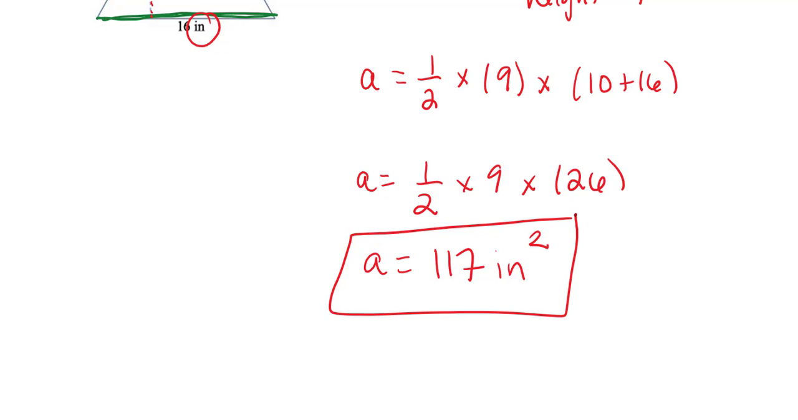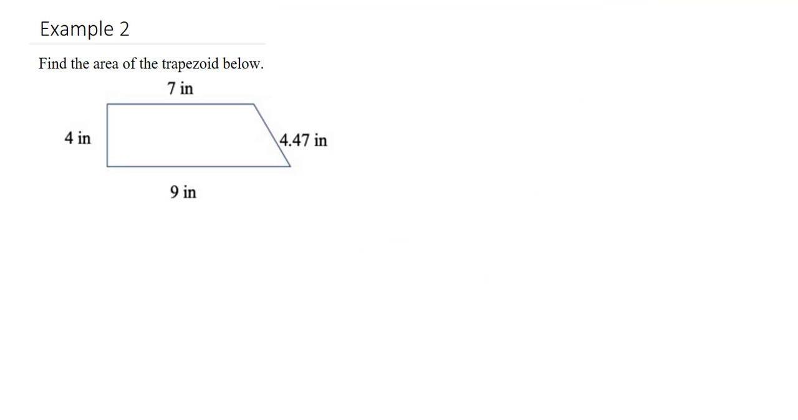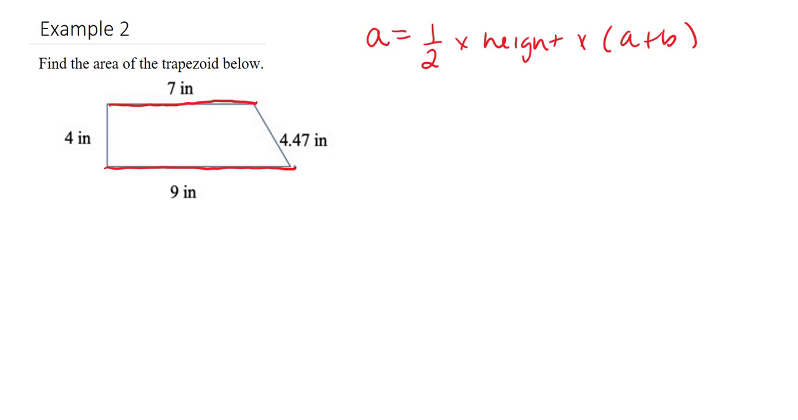So let's do one final example. So example 2, we're going to find the area of the trapezoid below. So area is equal to 1/2 times the height times A plus B. So let's go ahead and look. A and B, well, those lines are parallel. So this one and this one would be A and B. And then what's our height? Our height looks to be right here. It's what's connecting them. And that would be 4 inches.